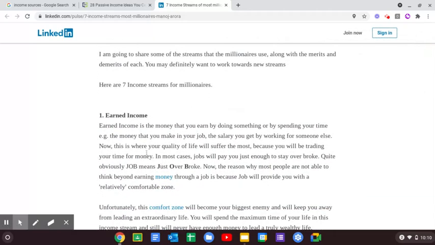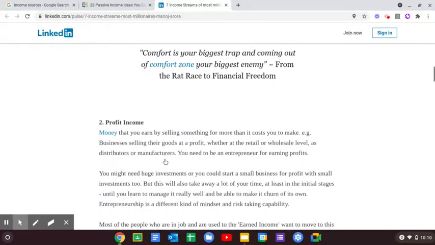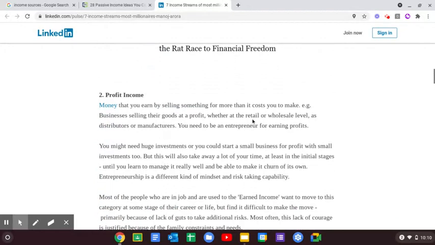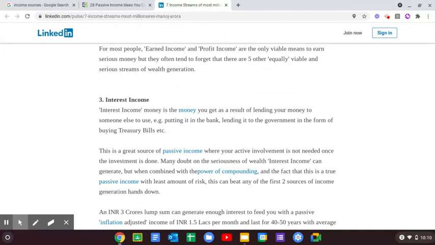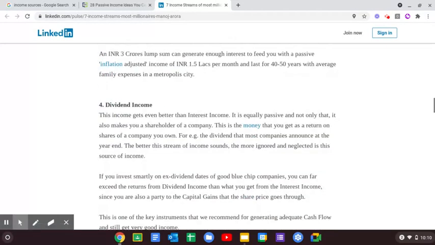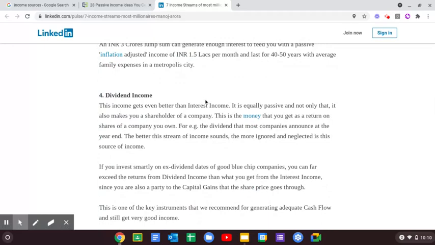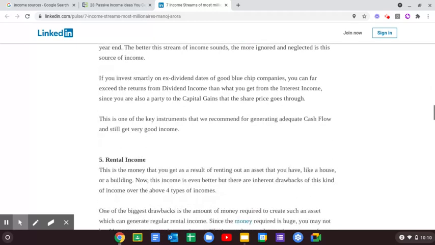So we talk about earned income, by doing something or spending your time. Profit income, by selling something for more than it costs to make it. So making money, your business. Interest, this is a great source of passive income. We just talked about passive income and what that means. Dividend income from owning stocks and shares in a company. That's also kind of passive because you don't have to do a lot.